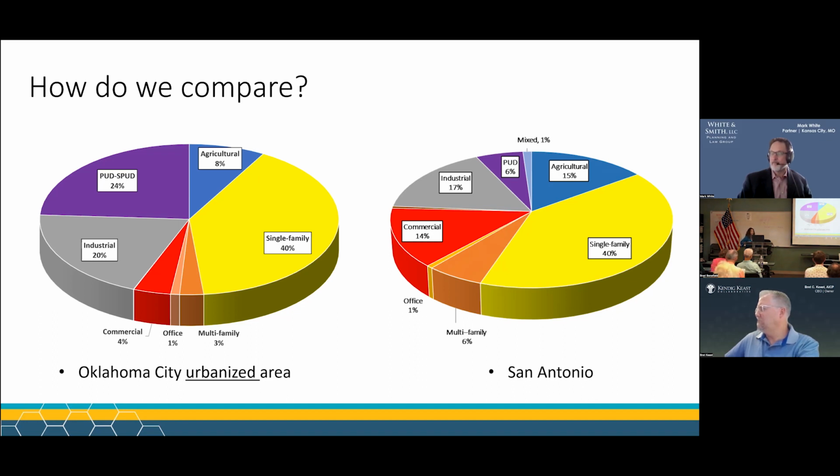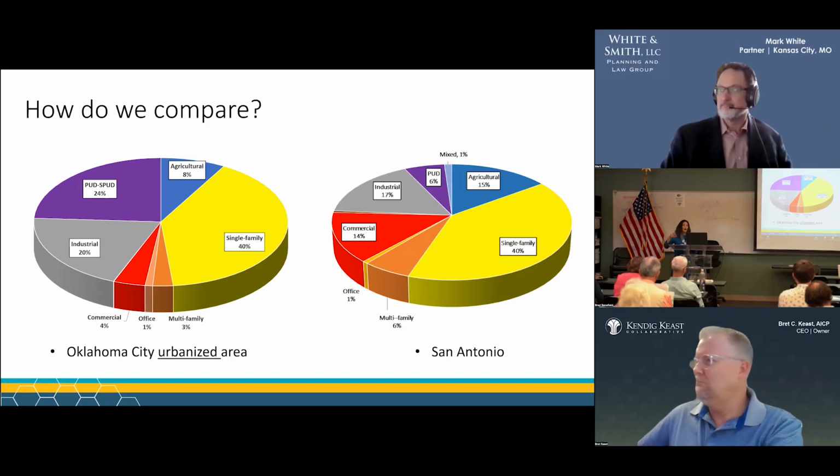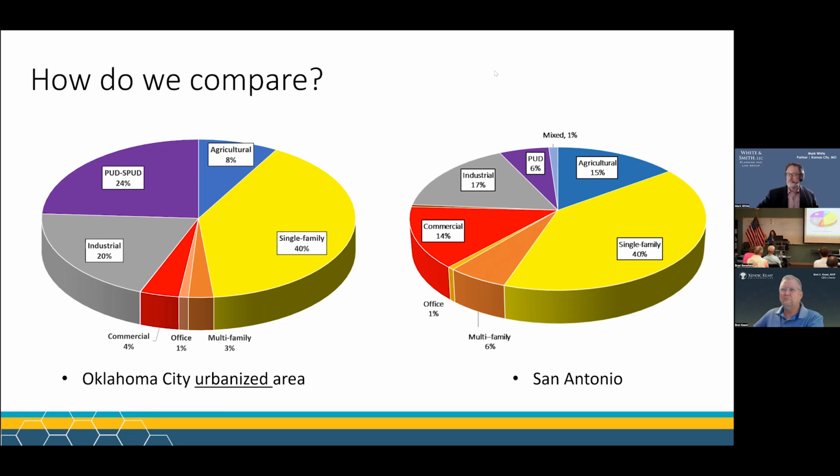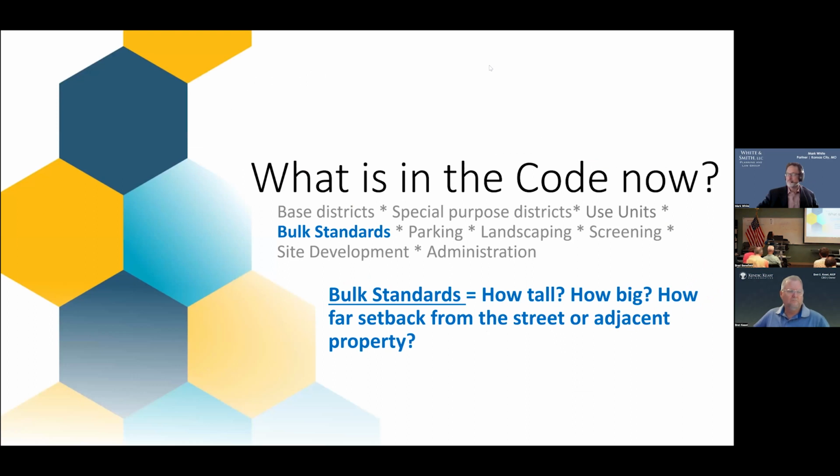But look at our PUD. We are 24% PUD, whereas a city like San Antonio is only 6%. And we need to run an analysis. It would take us a while to figure out if all these thousands of PUDs are residential or commercial, because they could be industrial. They're not all residential. Next slide, Mark. Yeah. So we have a lot of PUDs and SPUDs.